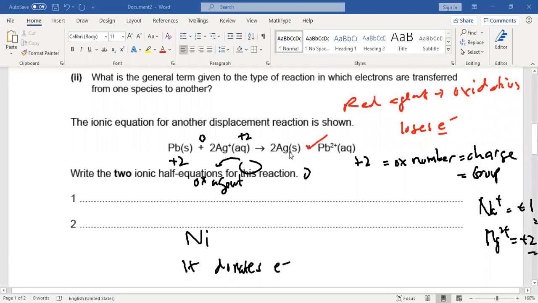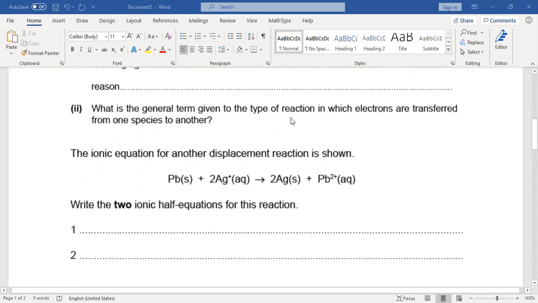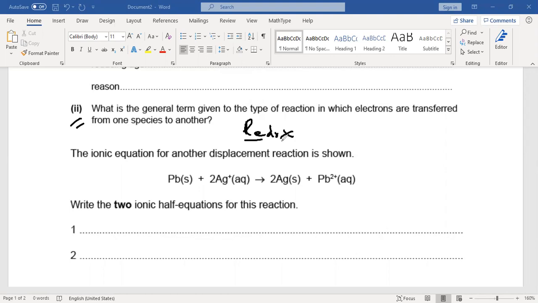Next, let me clear this. What is the general term given to the reaction type in which electrons are transferred? Electron transfer from one species to another species is reduction and oxidation. So that's it.